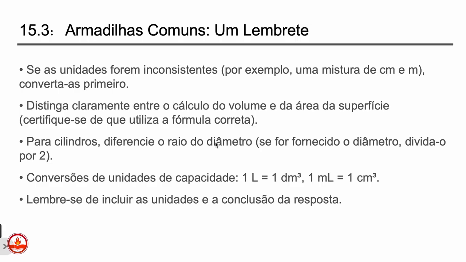Third, for a cylinder, if they give diameter, divide by 2 to get radius. 4. Remember, 1 liter equals 1 cubic decimeter. 1 milliliter equals 1 cubic centimeter. The last one is always write the unit and answer.